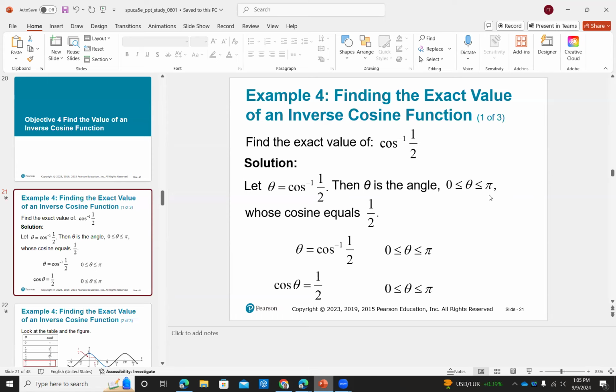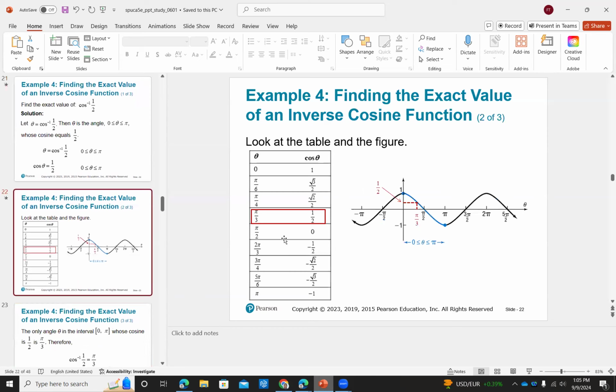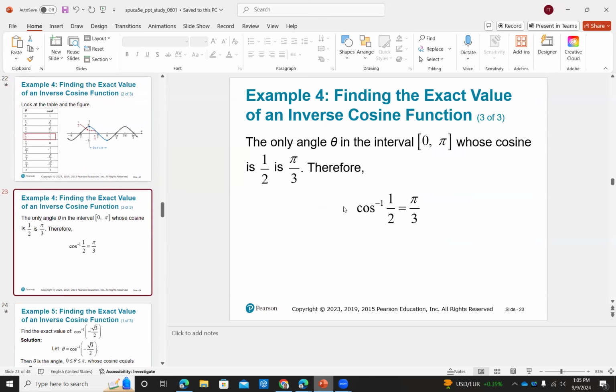I cannot give them any answer outside of this answer. So if you create a chart for the cosine function, for what angle is the cosine value equal to half? This is a very famous cosine value. If you remember the chart, cosine of 60 degrees, because pi over 3 represents 60 degrees, cosine of pi over 3 is equal to half. So if I am looking for inverse cosine of half, the answer will be pi over 3.